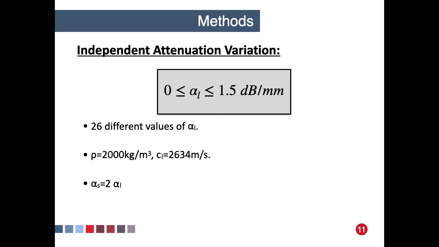Finally, we looked at how variation of the skull attenuation values, independent of all other material properties, would affect the focalization. We consider 26 values ranging from 0 to 1.5 decibels per millimeter, with the same density and acoustic velocity as in other simulations, and with a shear attenuation value that was estimated as twice the longitudinal attenuation.